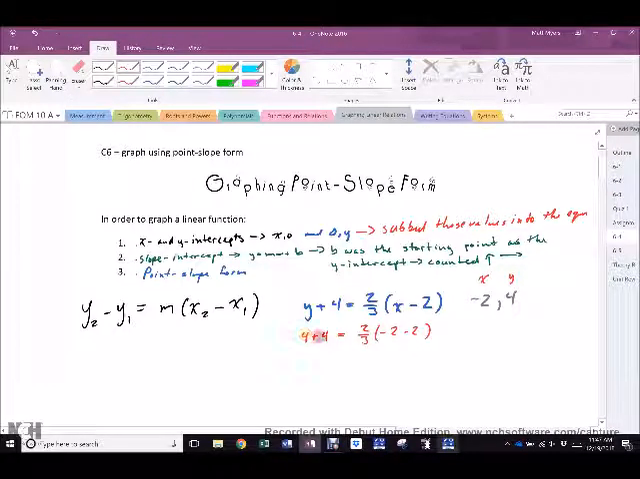Okay, what's 4 plus 4? 8. What's -2 minus 2? -4. What's -4 times 2/3? I'll just write it over here because it's easy to see if you actually see it. Oops, sorry, that was positive 2/3. What is that?